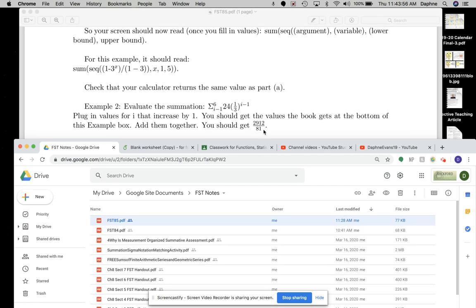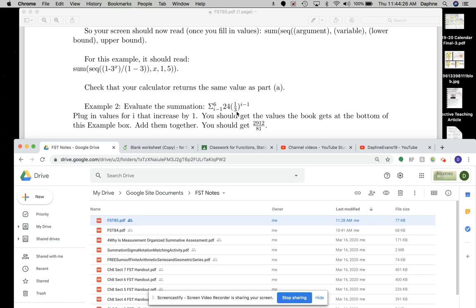But the book also walks you through how to do it with the formula. So the formula needs your first term, which in this case, if you plug in 1, that exponent goes to 0. 1/3 to the 0 power is 1. 1 times 24 is 24. So I know the first term is 24. I know I need 6 terms total because my lower bound is 1, my upper bound is 6, so that is a distance of 6 terms. And then my common ratio is what's in parentheses, so that's 1/3.